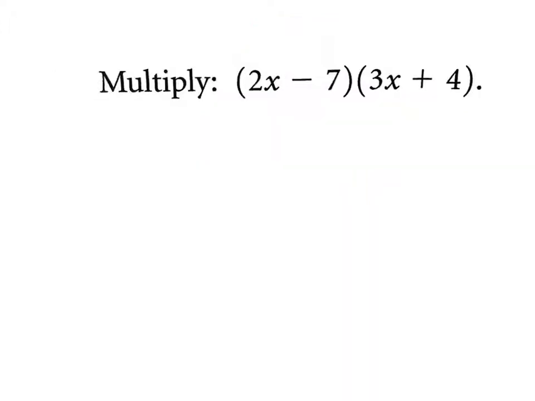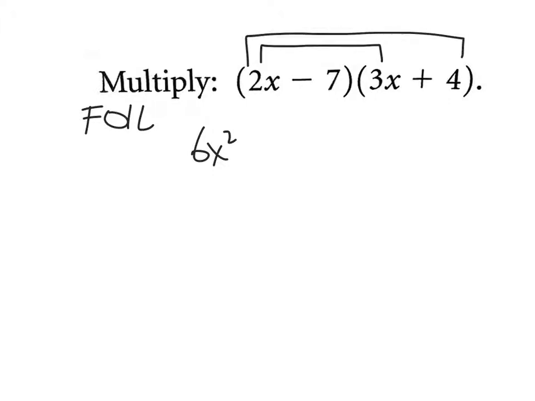Okay, this one I think you might remember from Algebra 1 or even geometry. We're going to use FOIL. These are called binomials because there are two terms in each parenthesis. So I'm going to follow FOIL. F stands for first, which are these two. 2x times 3x is 6x squared. Outer of these two: 2x times 4 is 8x. I stands for inside: negative 21x. And L stands for last, which are the last two in each parentheses: negative 28.